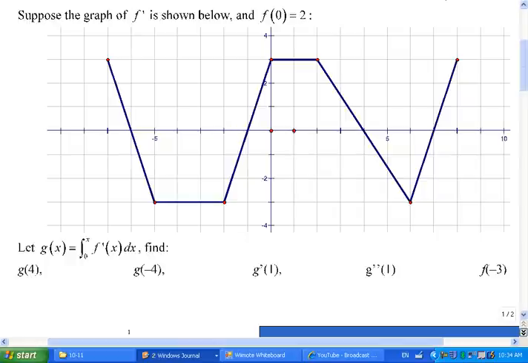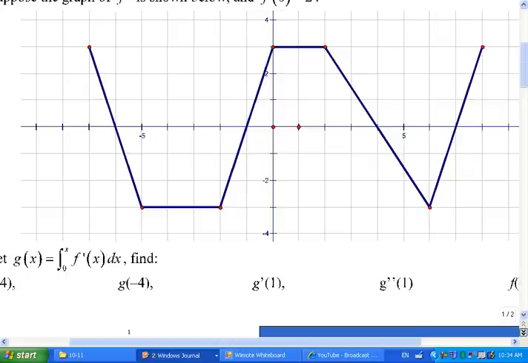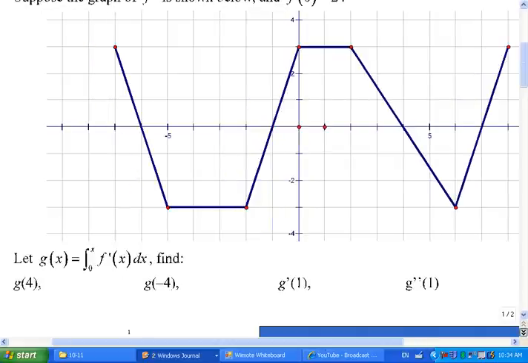I don't know why it always crackles like that whenever I... is that better? A little better, I think.